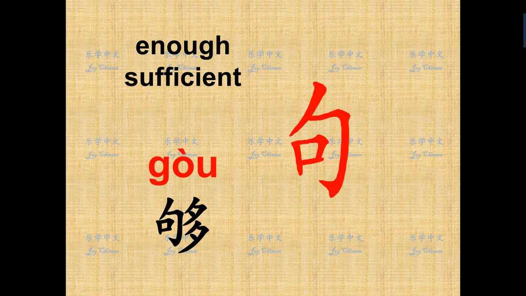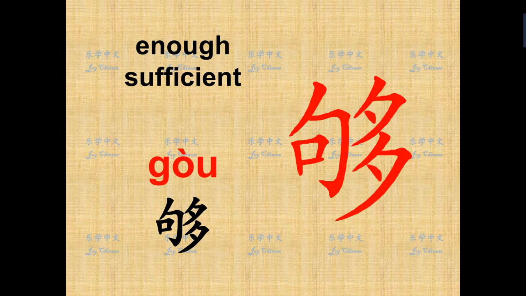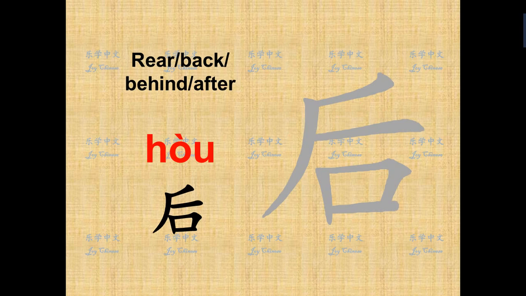And you can see this is a very typical left and right structure. So it has two parts. Ge, o, gou. Next one is he, o, hou. Again, fourth tone. It means rear, back, behind, or after. Let's see the way it's written. First, second, okay. So this is hou, behind, after.